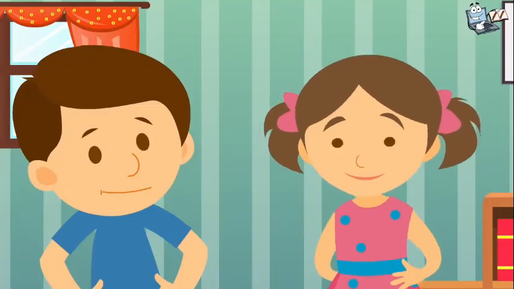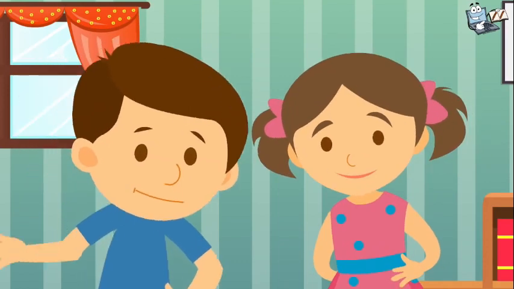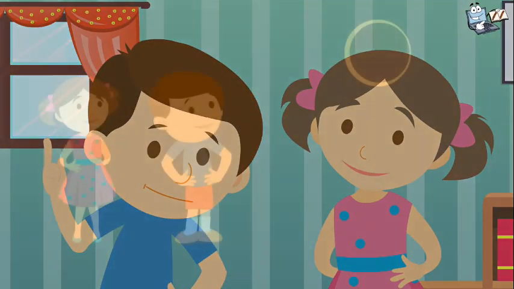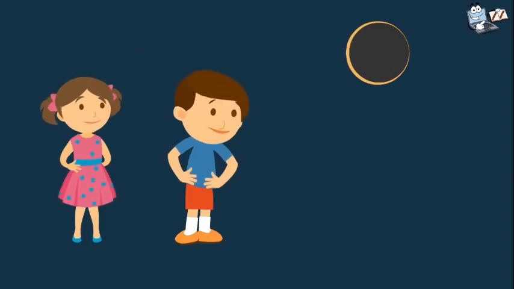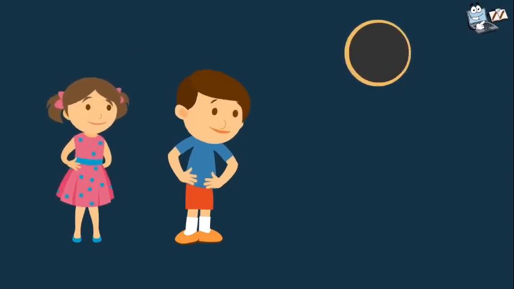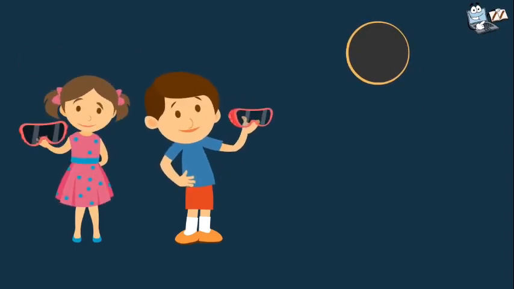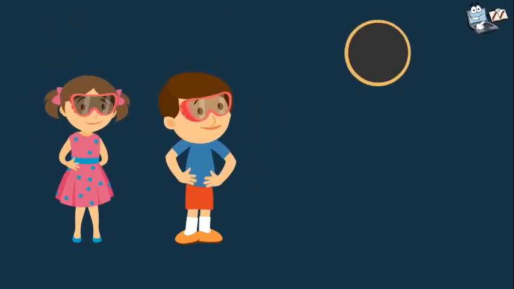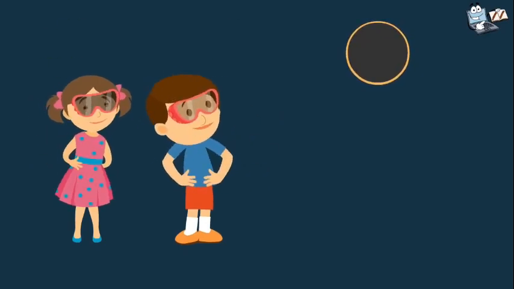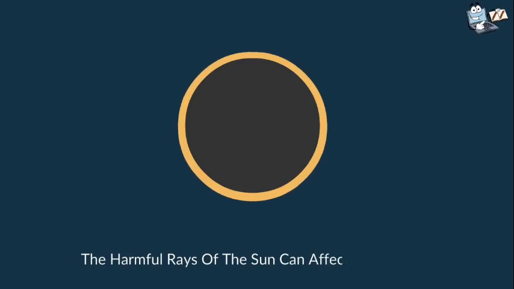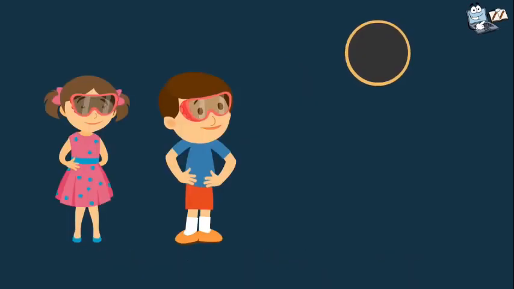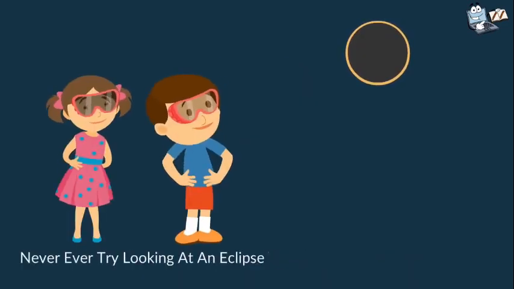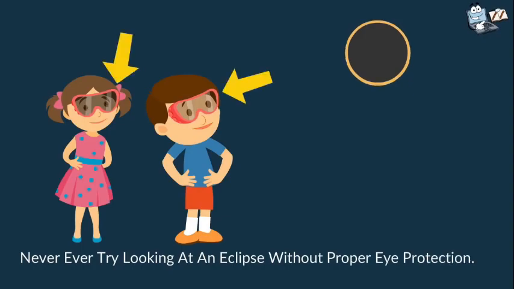Now you know a lot about solar eclipses. There is one important thing to remember. We should not look directly with open eyes at a solar eclipse. Even though it looks dark, the harmful rays of the sun can affect your eyes. That's why you should never try looking at an eclipse without proper eye protection.